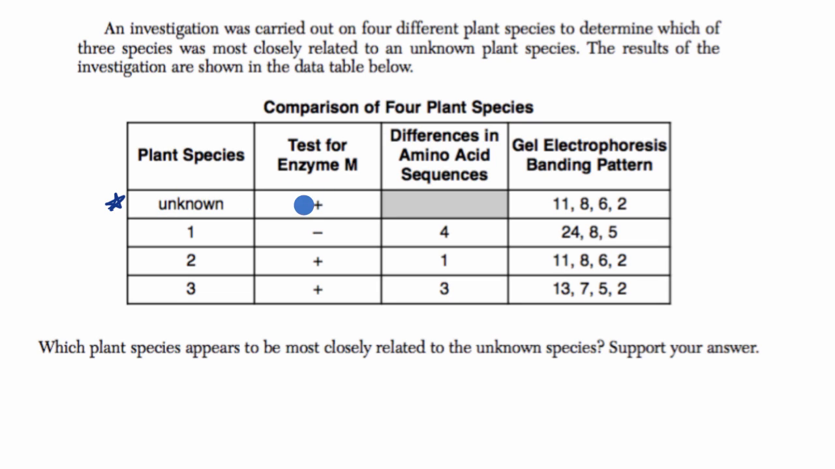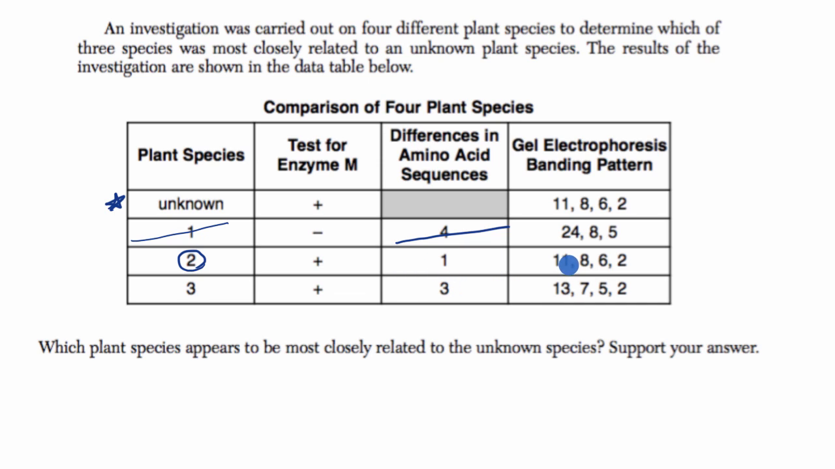So first, if we look at the enzyme, whether we test positive for it, species 1 does not test positive for it. Species 2 and 3 do. So species 1 is not looking good. If we look at differences in amino acid sequences, species 1 once again has the most differences. So that confirms our belief that it might be the most different from the unknown plant species. But then if we look between plant species 2 and 3, plant species 2 has fewer differences. So right now, plant species 2 is looking like the leading candidate. Plant species 3 has more differences.